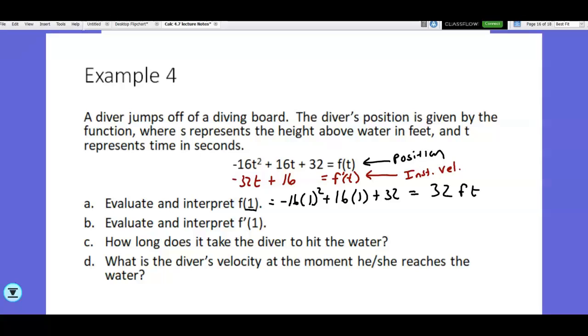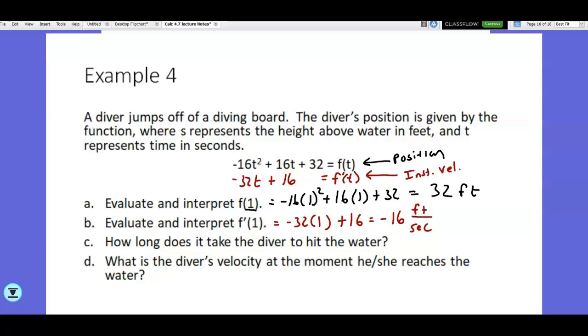In other words, this is a function that will tell you what the velocity of this diver is at any given point in time. So f prime of 1 is going to be negative 32 times 1 plus 16, which is negative 16. Now we want to get our units right. What did I say the units would be? It would be position over time. So what units are we using for the diver's position? The units for the diver's position are feet. And what units are we using for time? Seconds. So what this means is that the diver is going in a downward direction, because it's negative, at a speed of 16 feet per second.